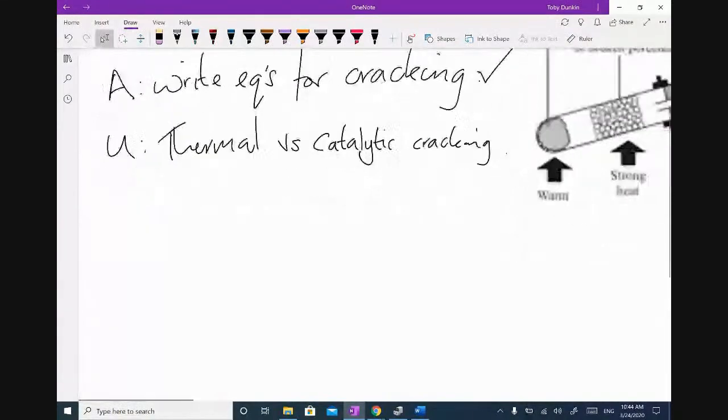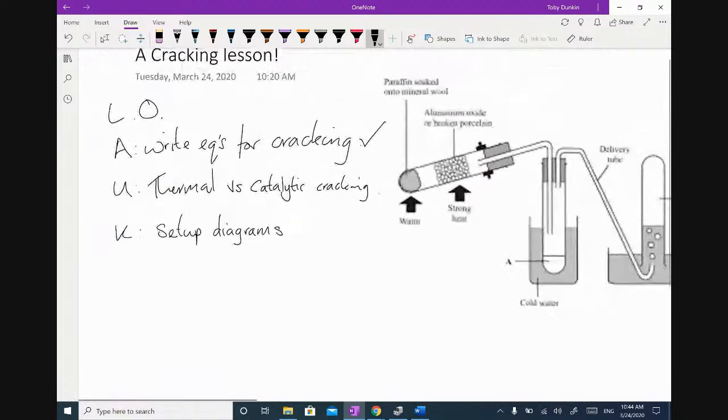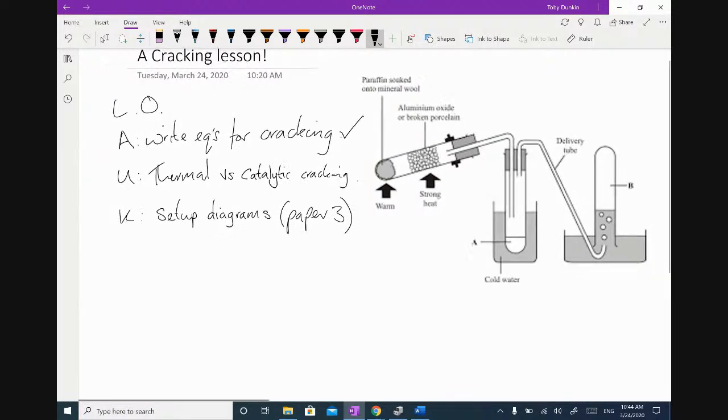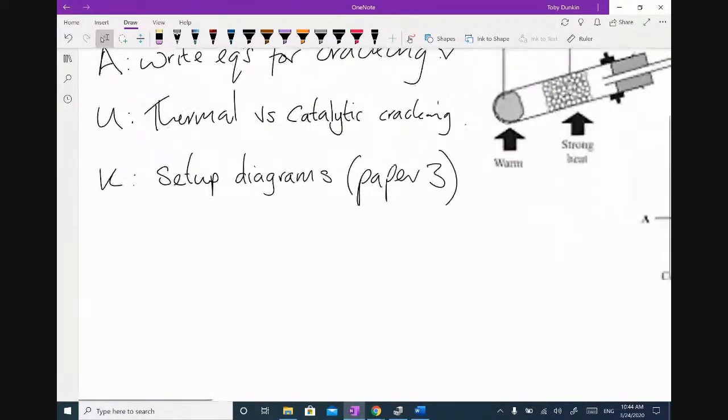But understand the differences. And I need you guys to know the setup diagram. Now, I've actually included the two setup diagrams that have been in papers recently. These setup diagrams are usually paper 3. That's for the practical paper. And we'll talk about those in more detail in a minute.